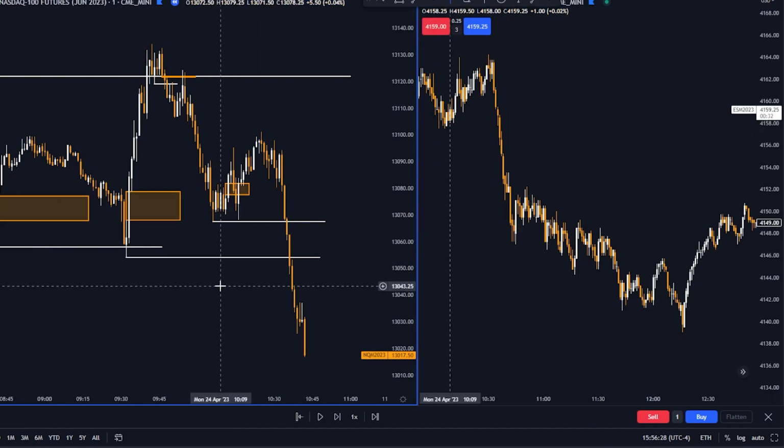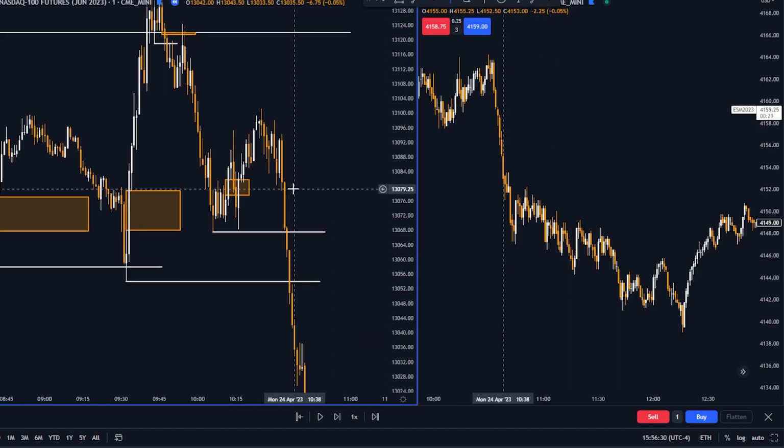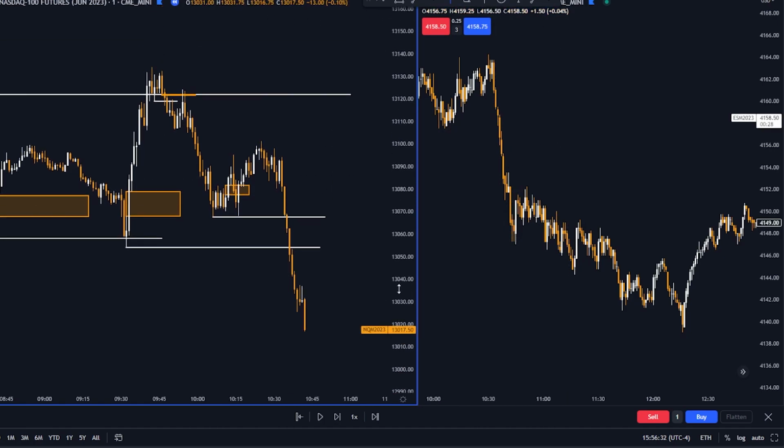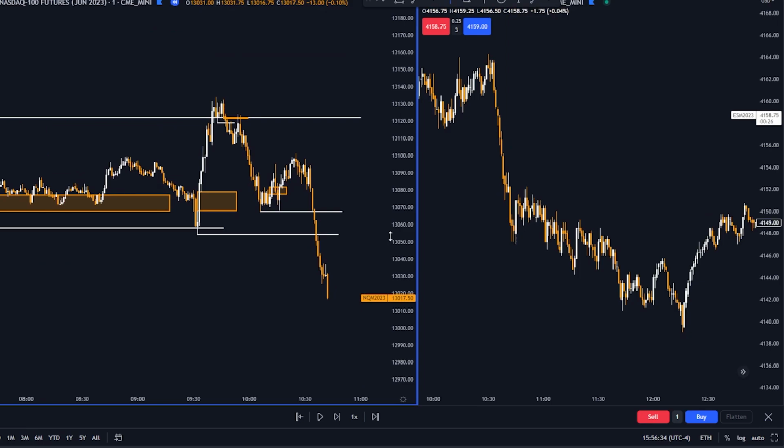Now my first target was this liquidity right here. Second target would be this. I also took profit at just 10 handles because I took the loss, so I wanted to at least secure some profit.